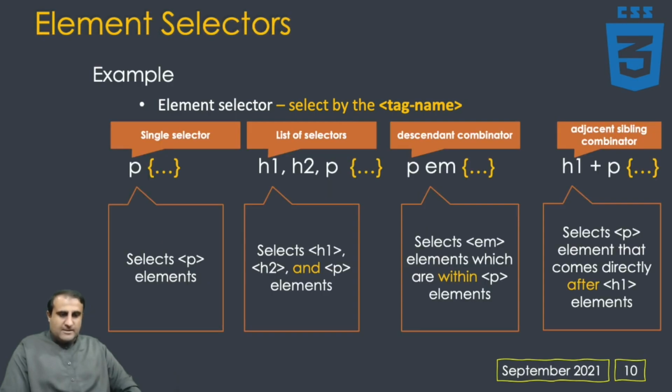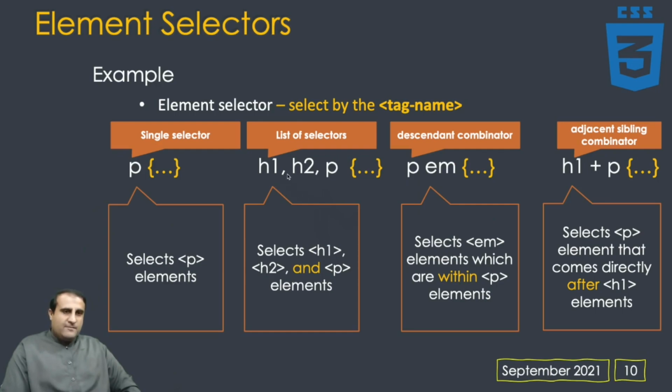First we have the element selectors. Here we see, for example, a single selector p on the left side. What it means is that it will select all the p elements. Similarly, we can apply the same style to multiple elements by specifying a list of selectors. In the example, we have h1, h2, and p, so every h1, h2, and p element will have these styles applied.